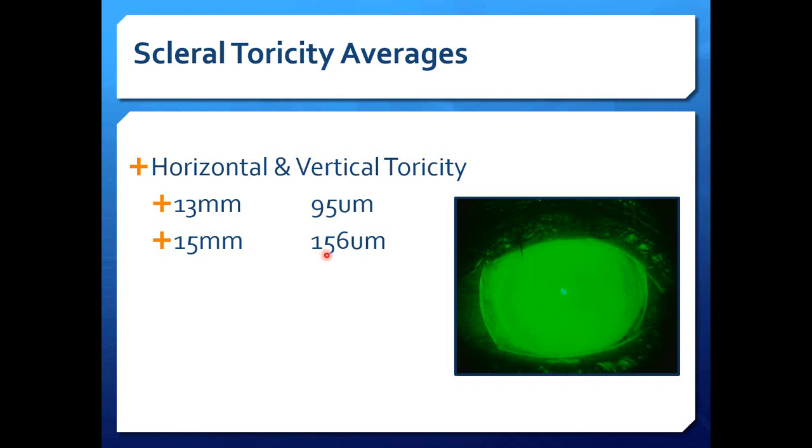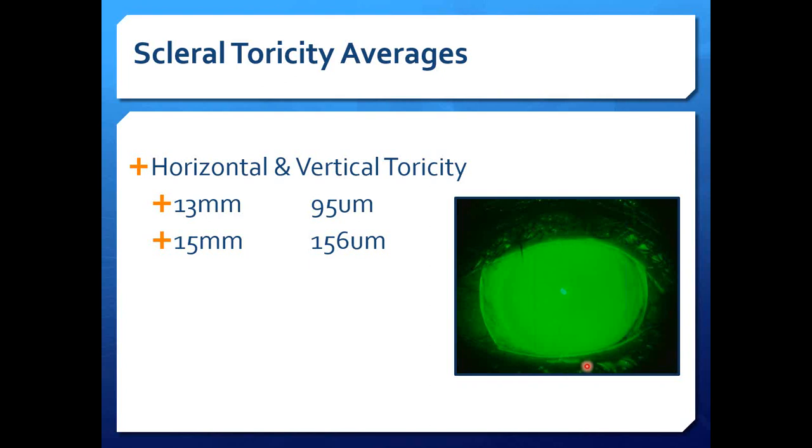At the 15 millimeter chord, slightly farther out, we see a little more toricity, meaning that the eye depth at 15 millimeters out was 156 microns greater across the vertical. So again, the scleras at 13 millimeters and 15 millimeters show with the rule toricity, with the vertical meridian being deeper. This patient you're looking at here is one of the exceptions to the rule.